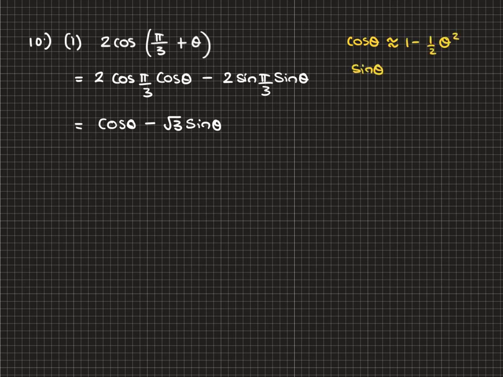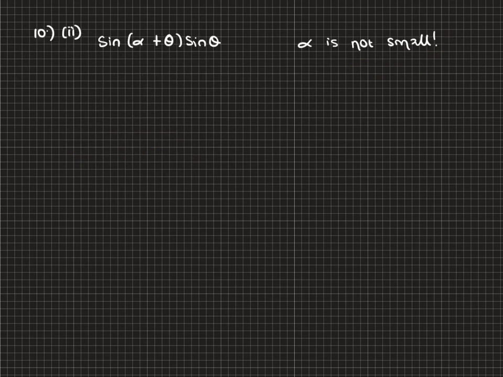Sine theta is approximately theta. So this then approximately becomes 1 minus a half theta squared minus root 3 theta. So question 10 part 2, we've got to find the small angle approximation of this, and alpha, which is this angle here, is not small.